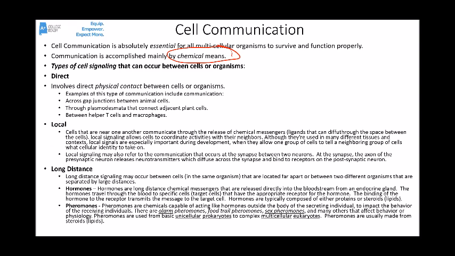Local signaling, on the other hand, happens when cells that are nearby each other but not touching release chemical messengers that diffuse through space and allow them to communicate with each other. A good example of this would be the communication between two neurons at a synapse.